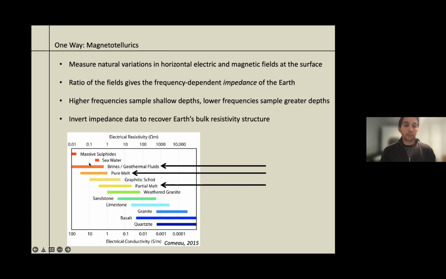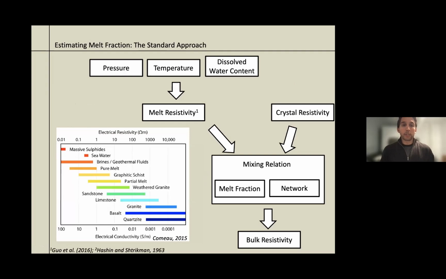If we see a conductive anomaly in our data or in our inversion model, we might interpret that as one of these things: either brines, pure melts, or partial melts. But we can try to be a little more quantitative, rather than just saying, okay, there's a red low resistivity anomaly, that's probably some sort of partial melt. We can try to be more quantitative by actually estimating the melt fraction, so how much melt is actually present in that anomaly based on the bulk resistivity.